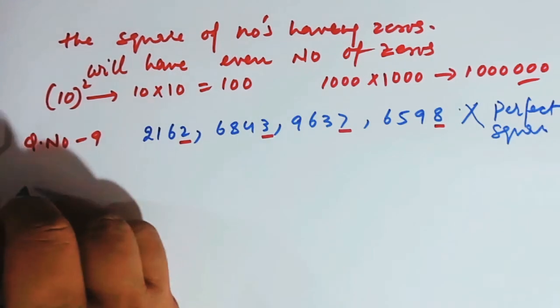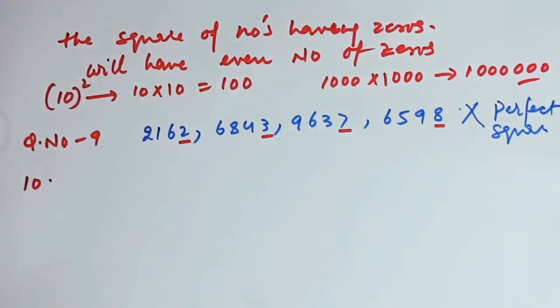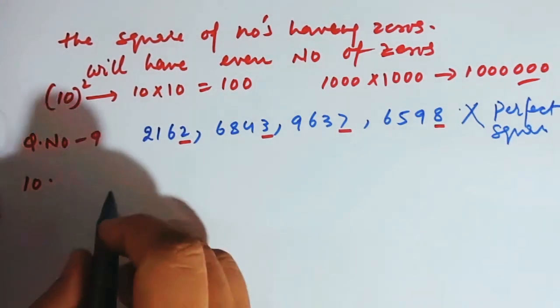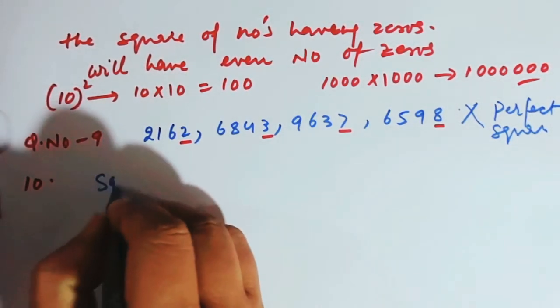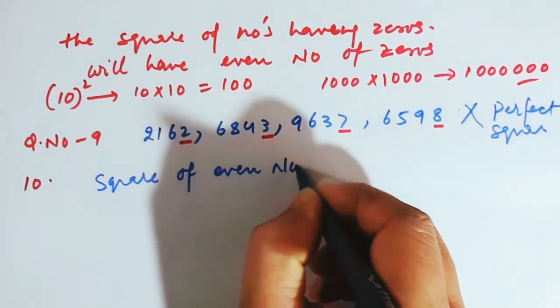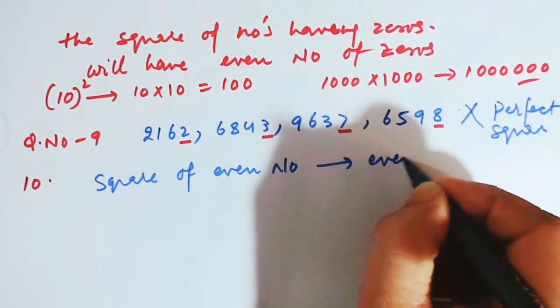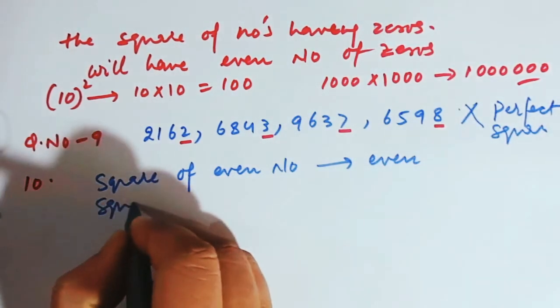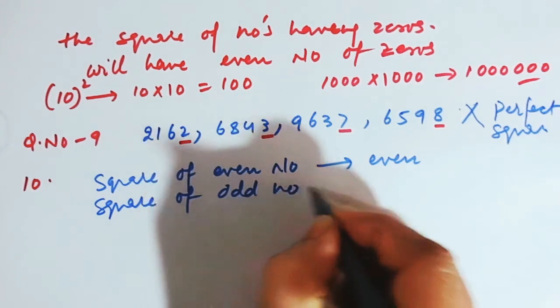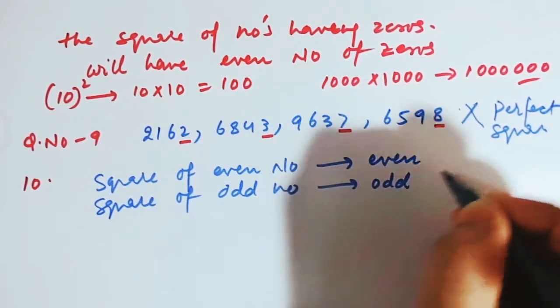Number 10 says: state whether the square of the following number is even or odd. The square of an even number will be even, and the square of an odd number will be odd. Okay, do you want to test?